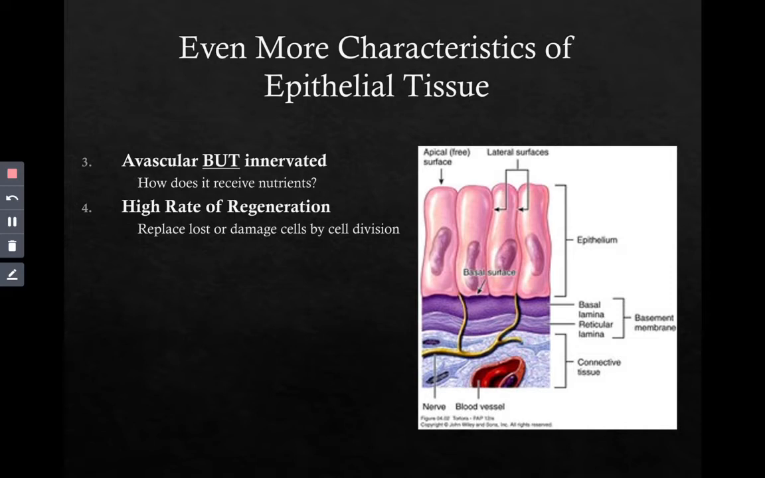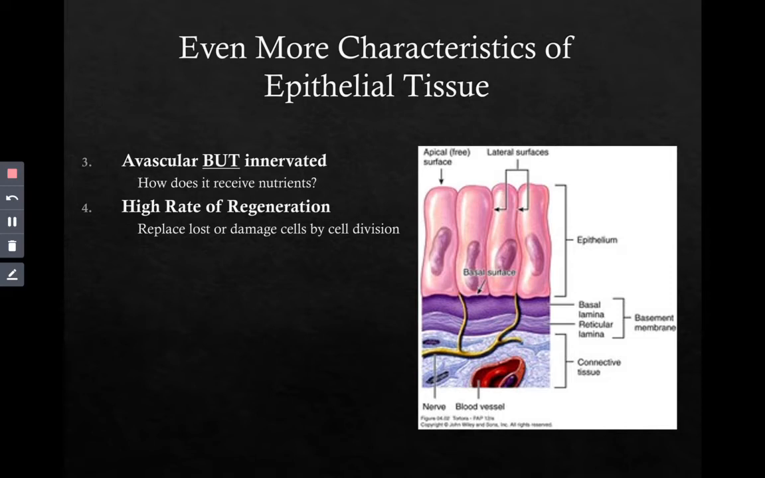But let's talk about some problems here with the avascular nature of epithelial cells. They're avascular, there's no blood vessels that go to them, so how do they get nutrients? Because blood carries things like oxygen and glucose, things that cells need. And if epithelial tissue is avascular, aren't they going to die almost as soon as they are made because they can't sustain metabolism without those nutrients?